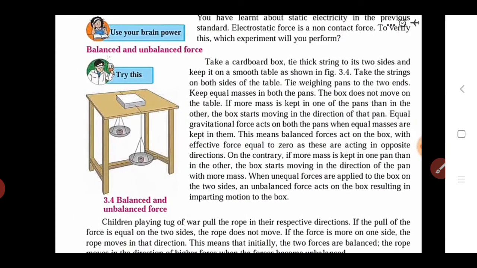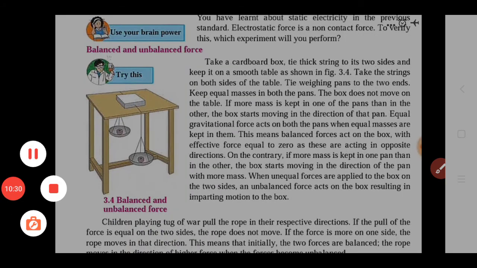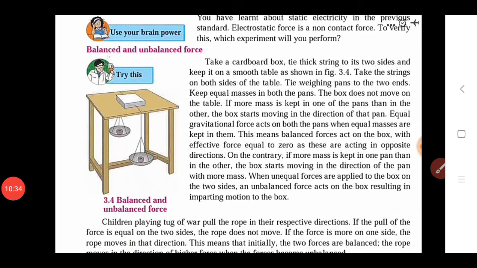So in this way we see another point, that is, balanced force and unbalanced force. Here we see what balanced force and unbalanced force are.